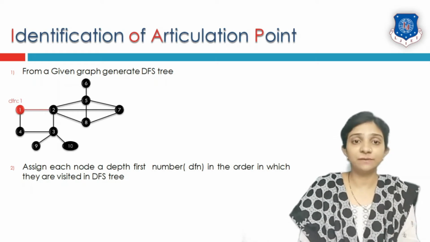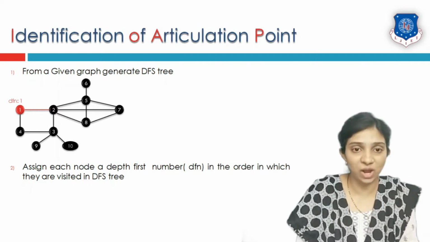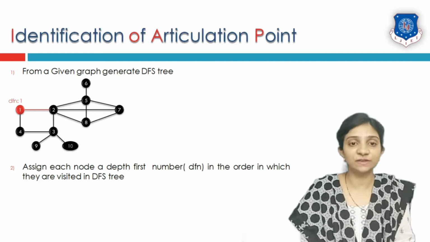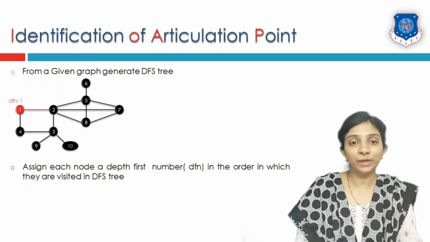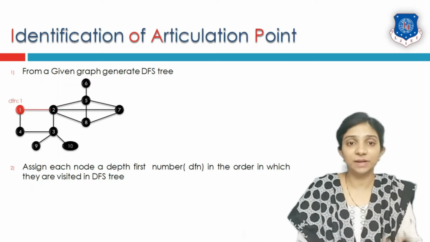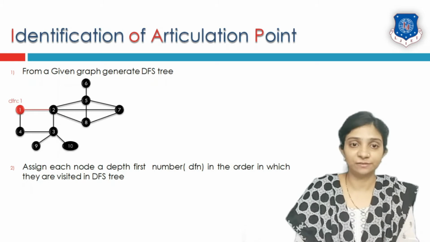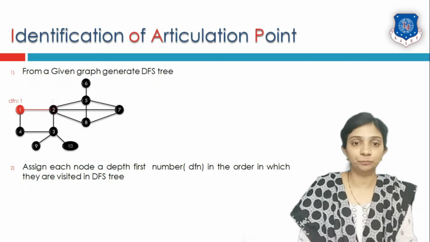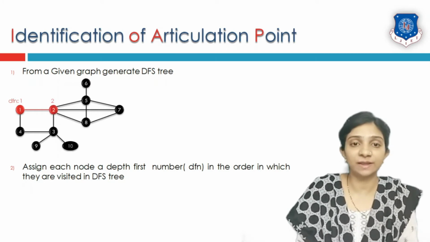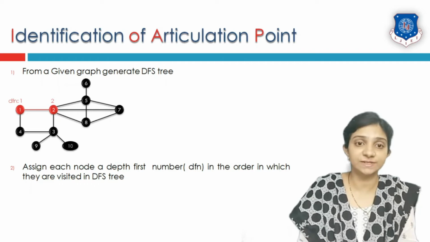The next vertex that we should visit is any adjacent of vertex number 1. There are two adjacents of vertex number 1, 2 and 4 respectively. We can choose any of these, but I will prefer to go in order of vertices. So I will first visit vertex number 2. This is the second vertex in the depth first search tree which I am going to visit.